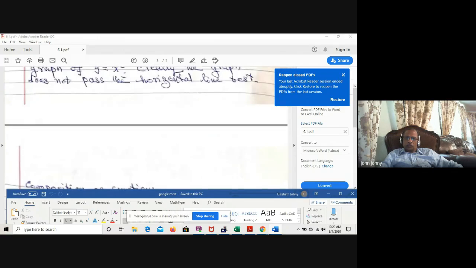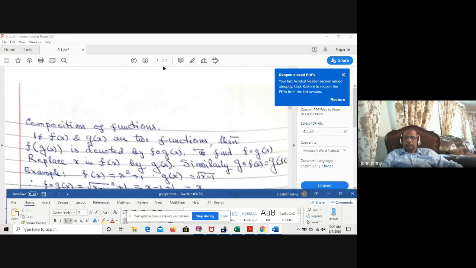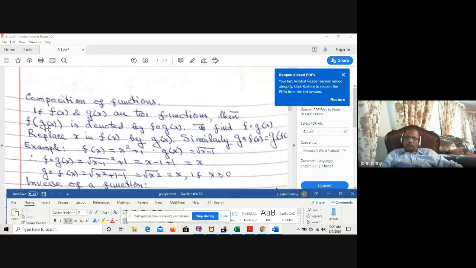Okay, now we are moving to composition of functions. If f of x and g of x are two functions, then f of g of x: you write f of x, take away x from f of x, and write g of x there. We call it f of g of x, or in short, f composed with g of x. So to find f of g of x, you have to replace x in f of x by g of x. Similarly, to find g of f of x, you have to replace x in g of x by f of x.